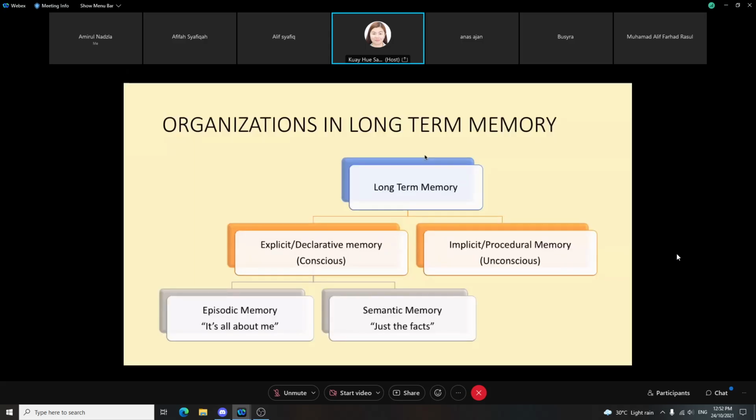Organization in long-term memory: there's explicit or declarative memory, or you can call it conscious memory as well. And then implicit memory is unconscious, or procedural memory. You do it, you don't even notice what you are doing, you just do it subconsciously, basically. Although the name is unconscious, right? But you will listen to what I say after this, and then you will get what I mean by this, okay? And then under explicit memory or conscious memory, there are episodic memory and semantic memory.